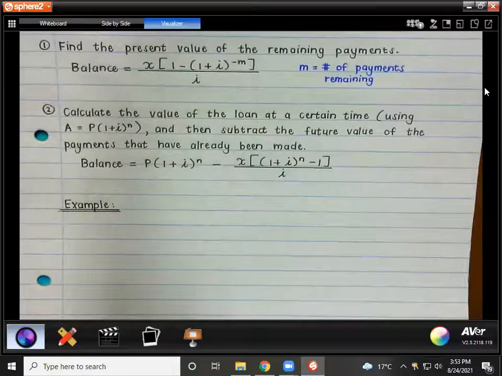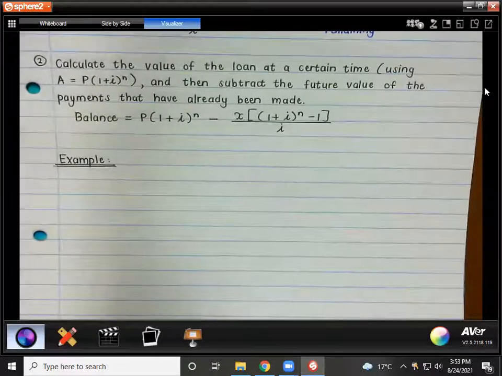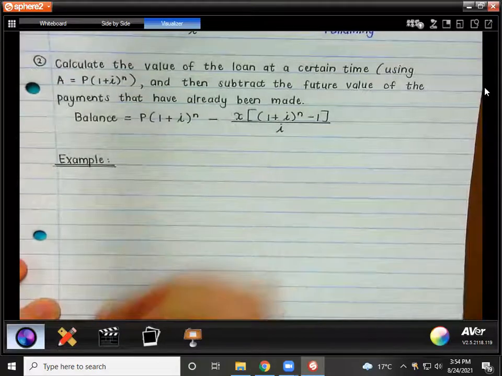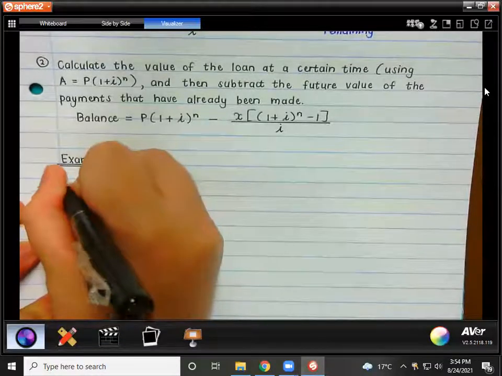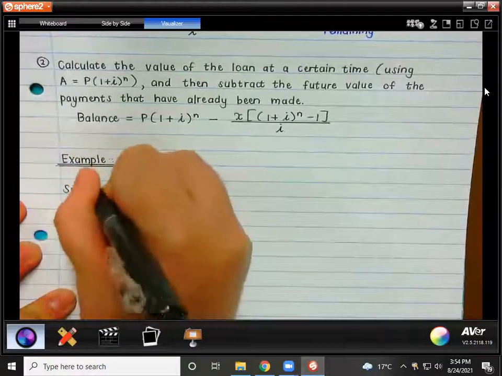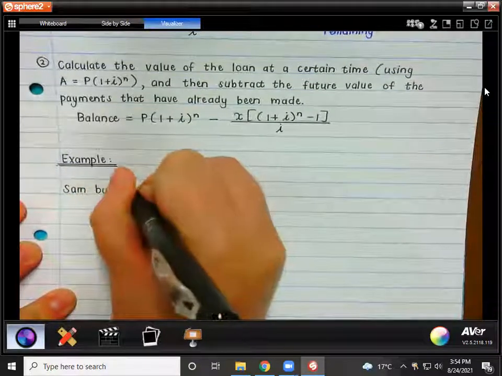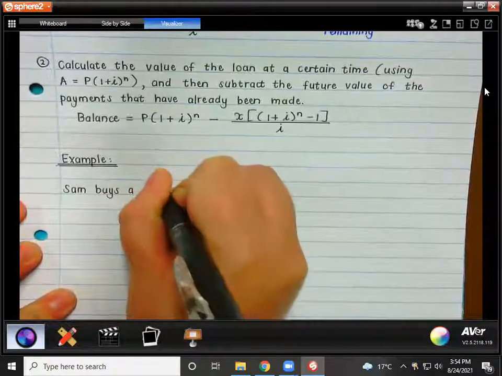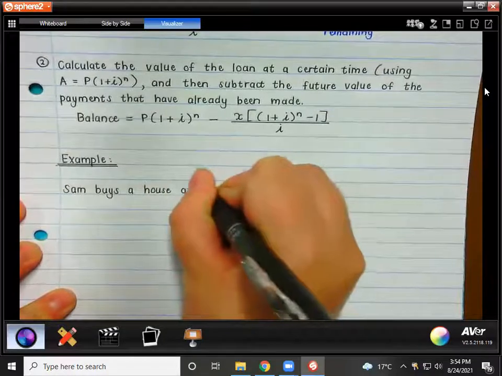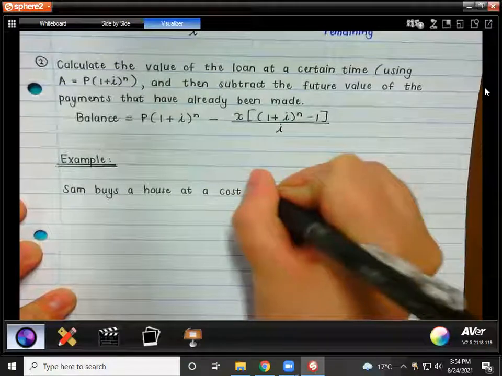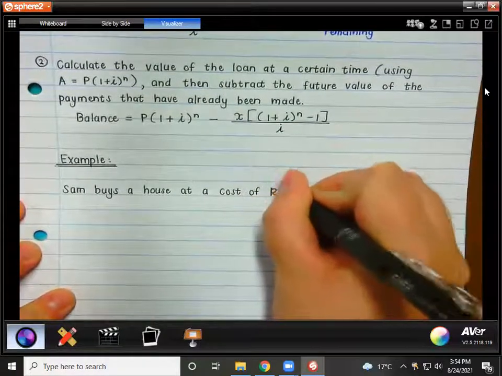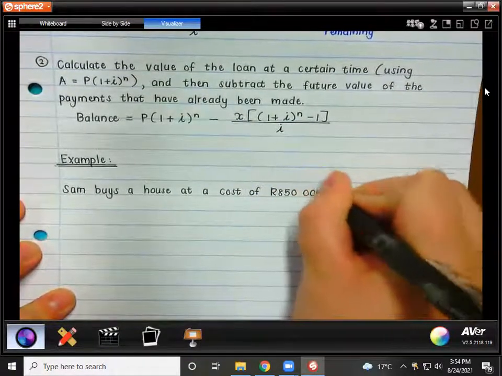You guys all done writing down the first one, I'm sure? Okay, I'm just going to write the example down and then we'll discuss it, because I'm sure by then everyone will have written down both methods. Oh, it's again Sam. Sam is doing a lot of things in terms of finance. Now you're buying a house. Okay, so Sam buys a house at a cost of 850,000 Rand.